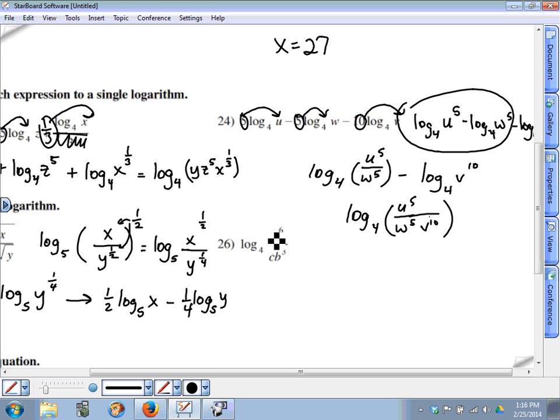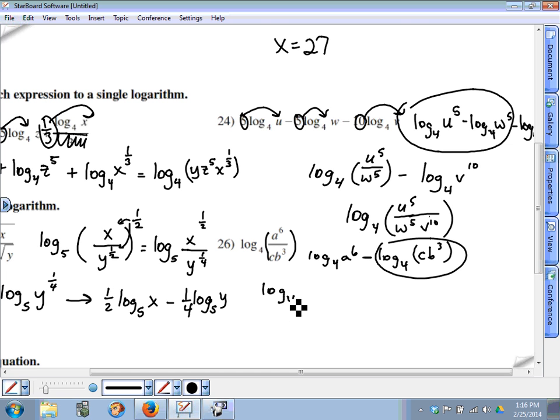Now in 26, we have a couple things going on. We have a quotient, but also we have a product down there at the bottom of the quotient. So we need to expand the quotient first using subtractions. This becomes the log base 4 of A to the 6 minus log base 4 of CB to the 3rd. Now we have to expand this product here, and keep in mind we're subtracting the entire expansion. So this is log base 4 of A to the 6 minus. Now put the expansion in parentheses. Log base 4 of C plus log base 4 of B to the 3rd.